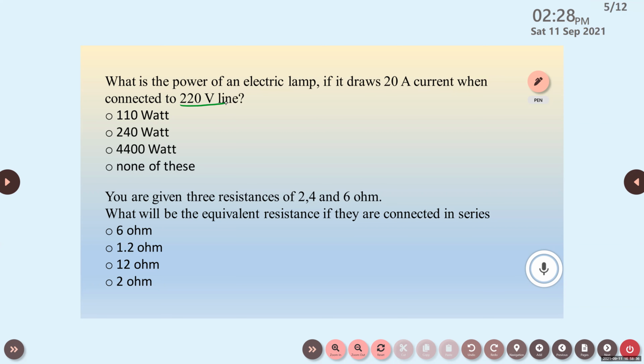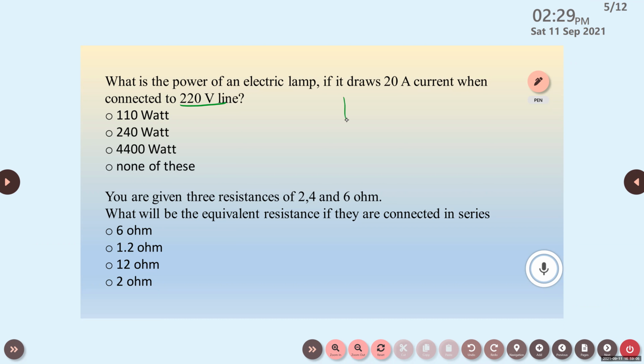Power. Do you know the answer? Option C. Option C. Is it right? What about boys? Is it right? How we calculate the power generated in electric circuit? What is the equation for calculating the electric power?